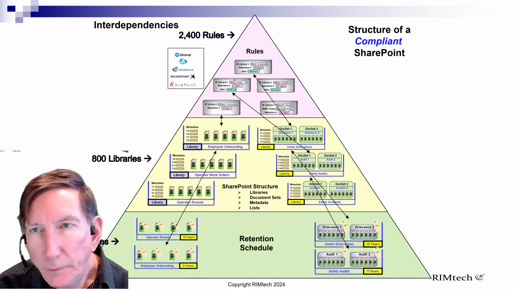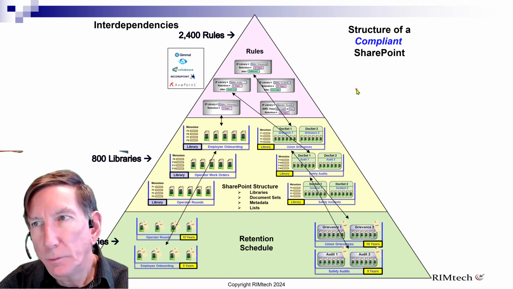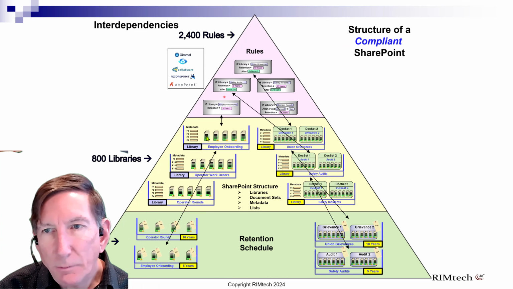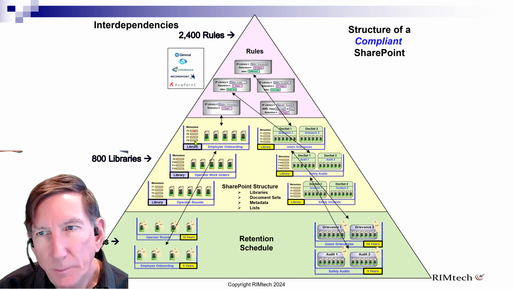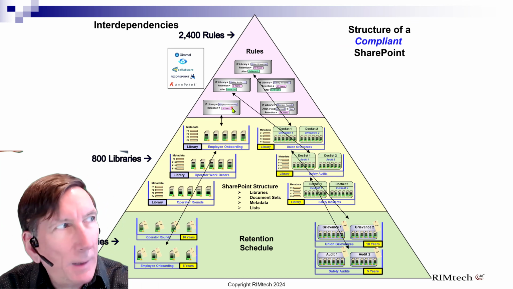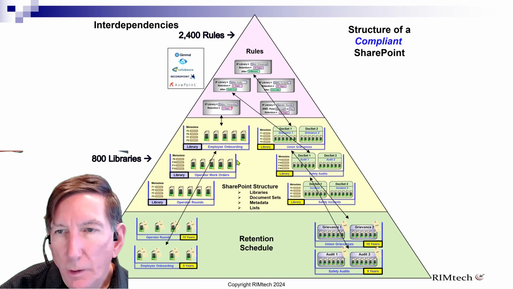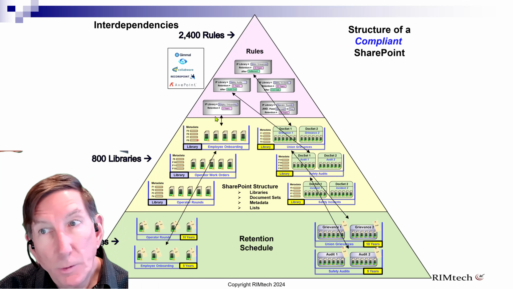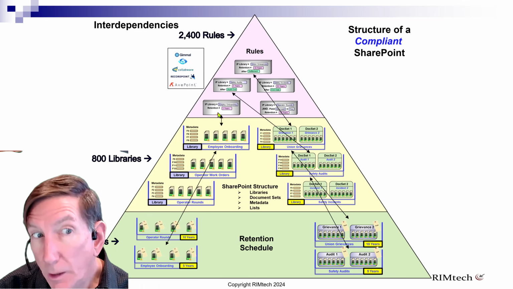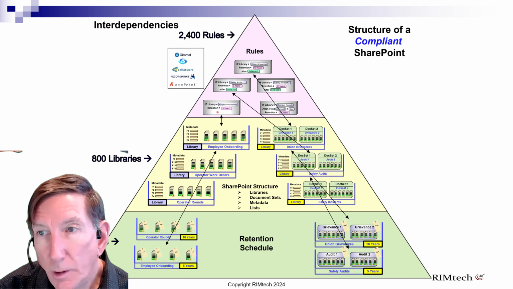Okay, so now you've done that. You've created your 2,400 rules, and look what happens. Those rules contain references to library names and references to the metadata column names. The rules can't work without those references. So what happens if you fool around with the names of the libraries? The rules break and stop working. What happens if you change the names of the metadata fields used in these rules? Again, the rule breaks and you're no longer compliant.